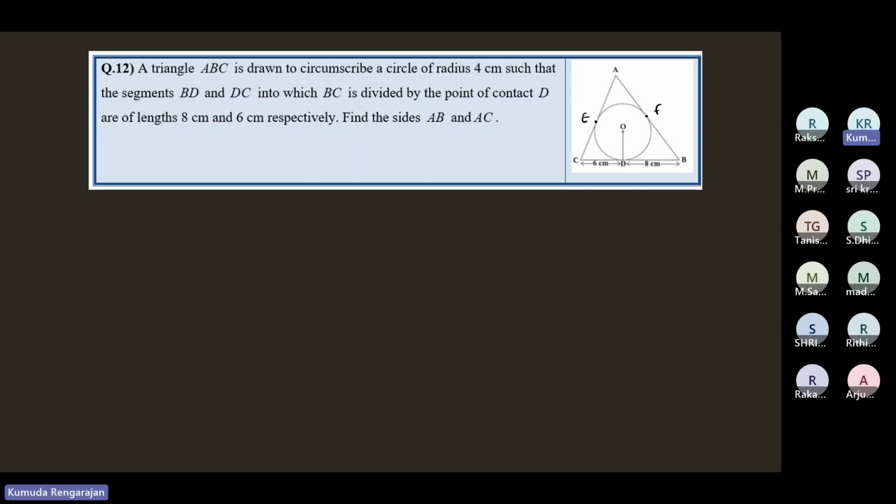Okay. So such that the segments BD and DC, so you can see that BD and DC, BD and DC are segments of which side?